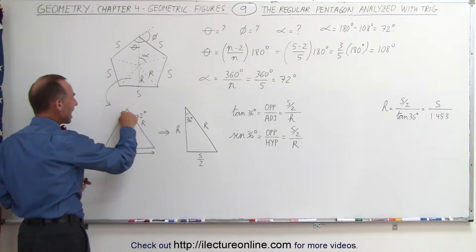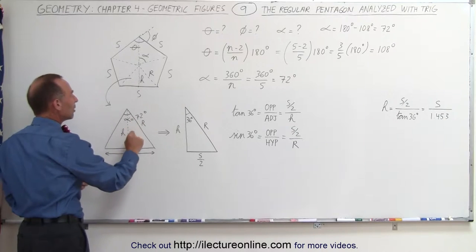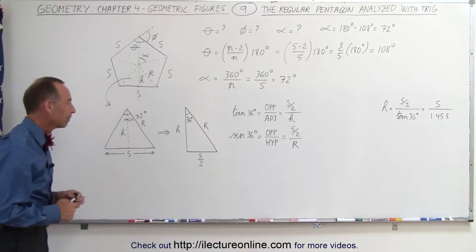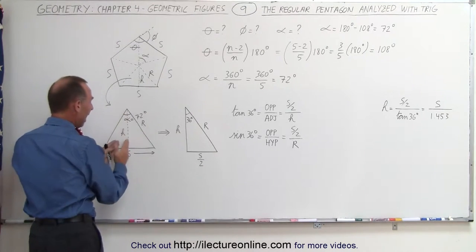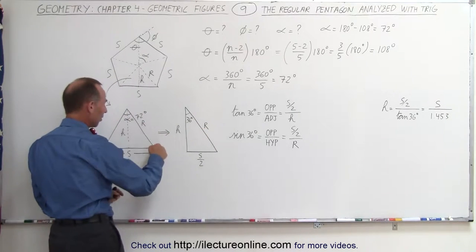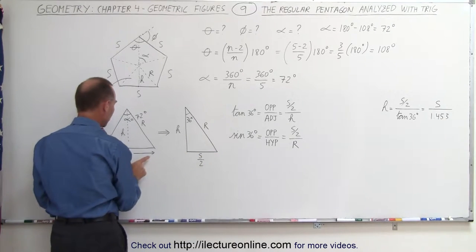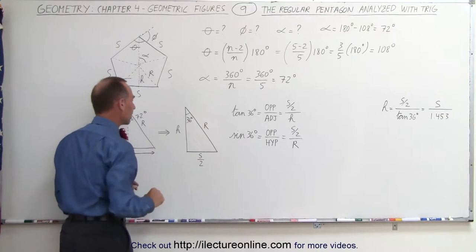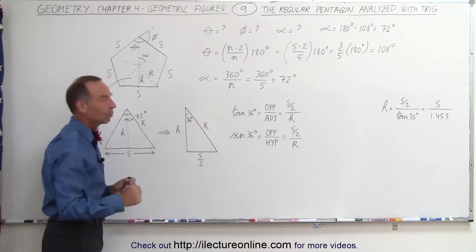We also realize that the angle at the very tip of each of the five triangles is equal to 72 degrees, because 5 times 72 adds up to 360 degrees. Now what we've done further is we've taken each of these triangles and divided it in half, so that here's the drawing where we have r, this is the distance r here, half the side of the regular pentagon, which is half of the side of the base of the triangle, and then we have here the height of the triangle, which means that this angle here will be half of 72 degrees, or 36 degrees.